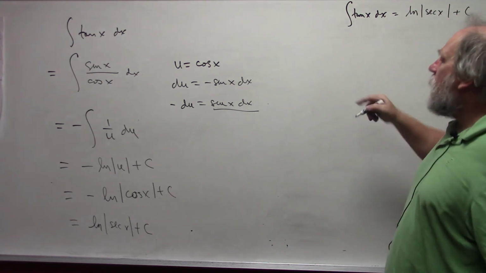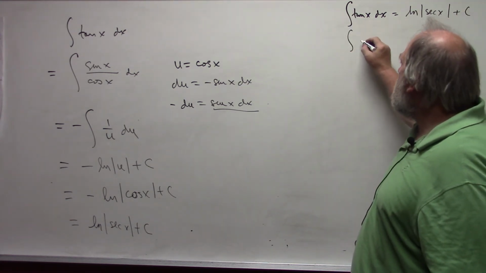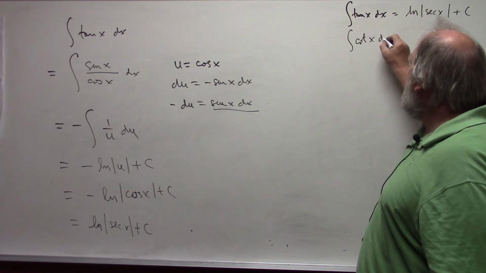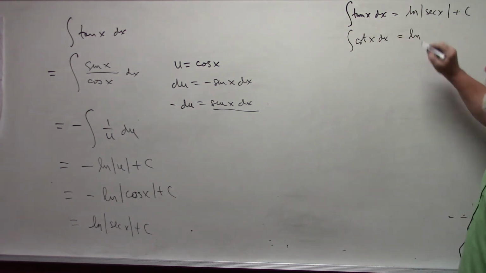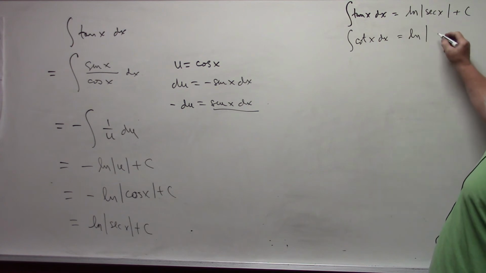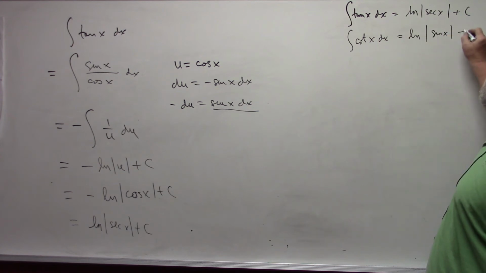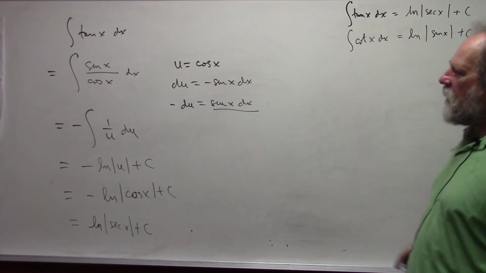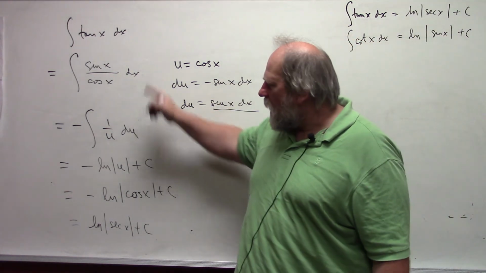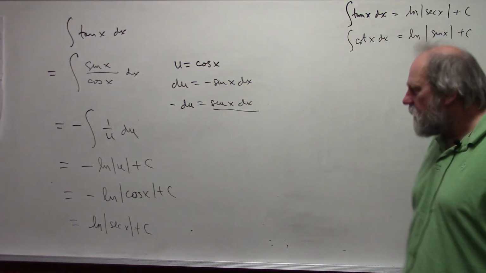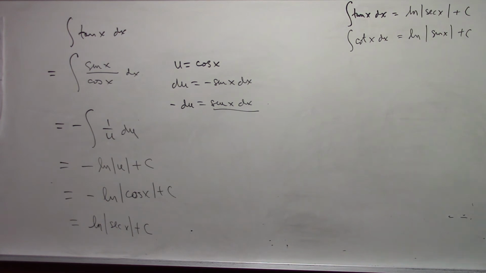I can do the same idea for cotangent, and it will work out that this becomes the natural log absolute value of sine of x plus c. U is sine, du is cosine. Just flip, because cotangent is cosine over sine.